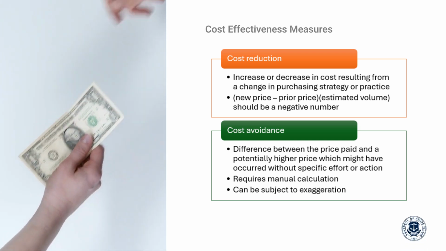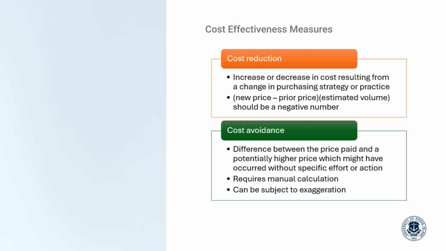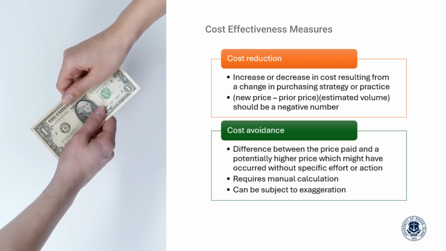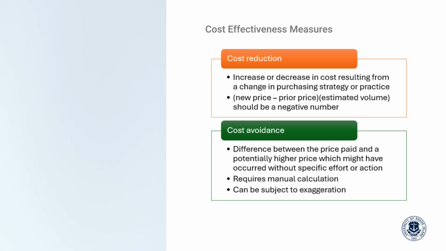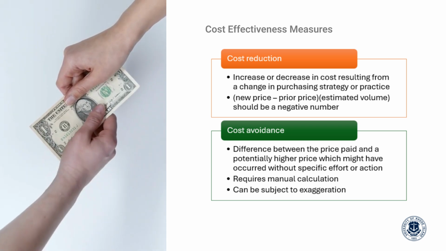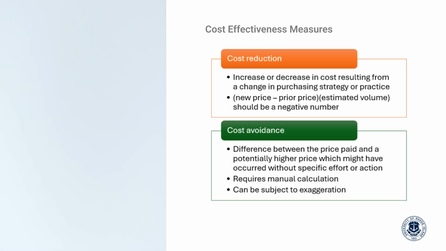Cost-effectiveness measures focus on cost reduction and cost avoidance. Cost reduction measures the change in cost resulting from a new purchasing strategy, such as negotiating a lower price or switching suppliers. Cost avoidance refers to situations where purchasing actions prevent costs from increasing. While cost avoidance can demonstrate value, it often requires manual calculation and may be more subjective than cost reduction measures.